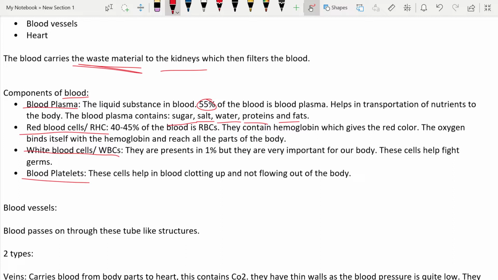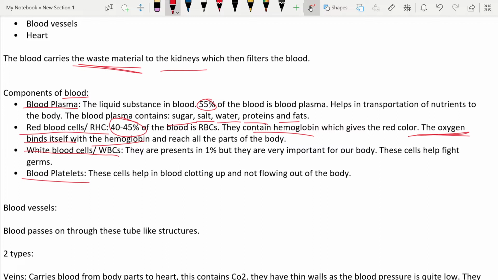The red blood cells or RBCs, they're 40 to 45% in our blood, and they contain hemoglobin, which gives the red color. The oxygen binds itself with the hemoglobin and reaches all parts of the body. So the oxygen binds itself with the hemoglobin. So they come together and then the hemoglobin can flow with the blood and then they reach all the parts of the body. So that's how oxygen is transported.